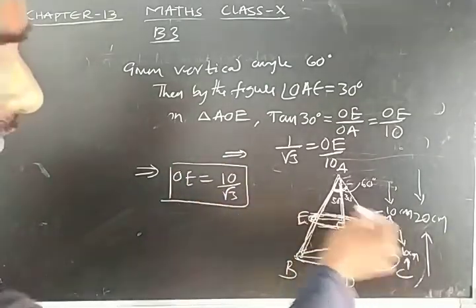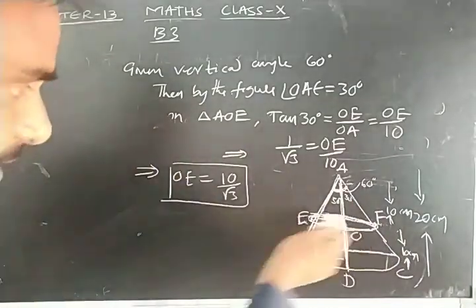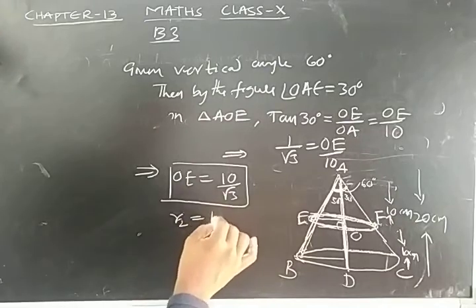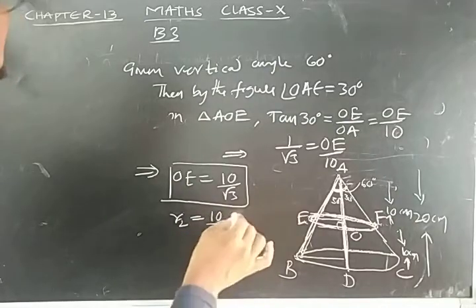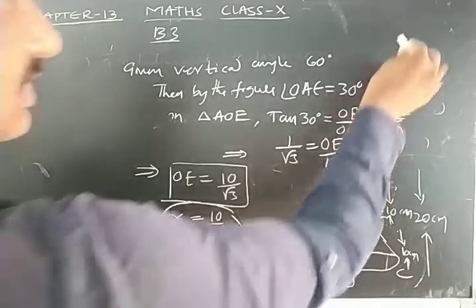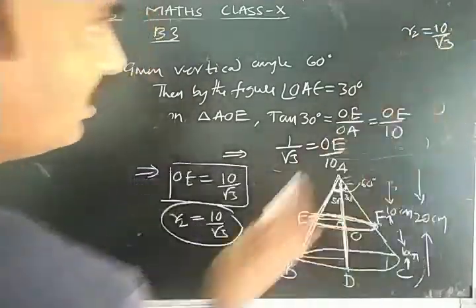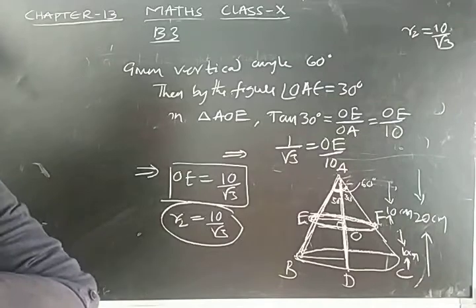This is the upper part radius. OE is the upper part radius. I am taking that radius as R2. R2 is 10 by root 3. Now I got R2. I am writing it here, 10 by root 3 is R2, upper radius, right?